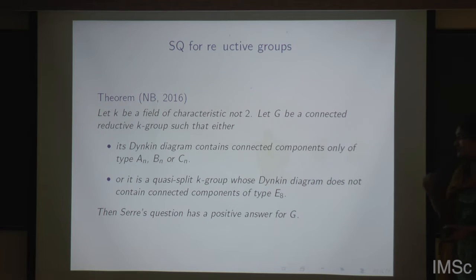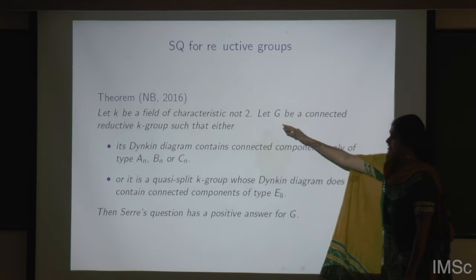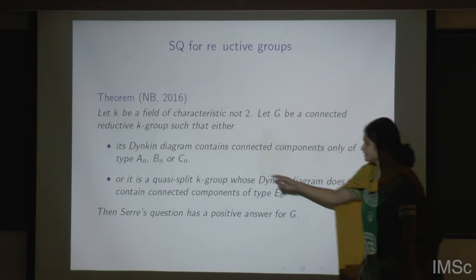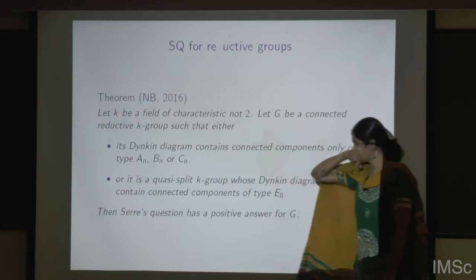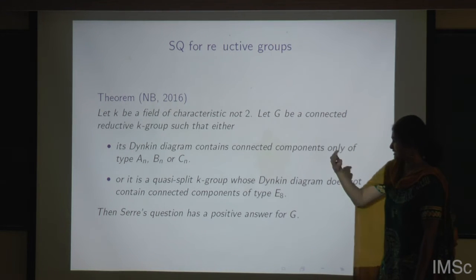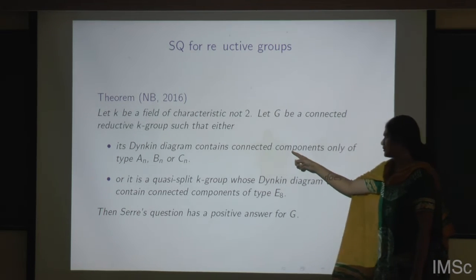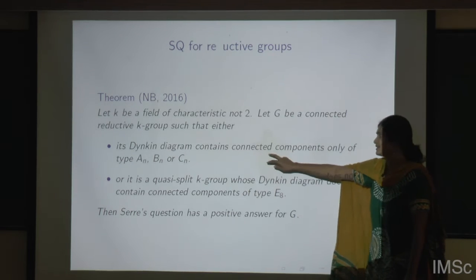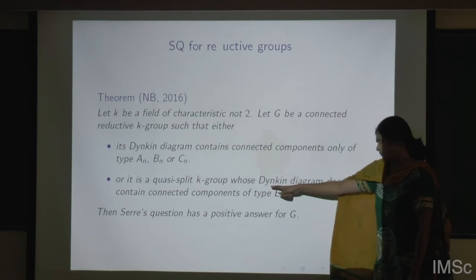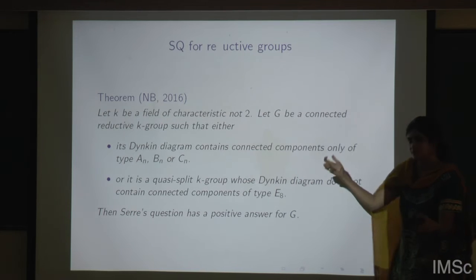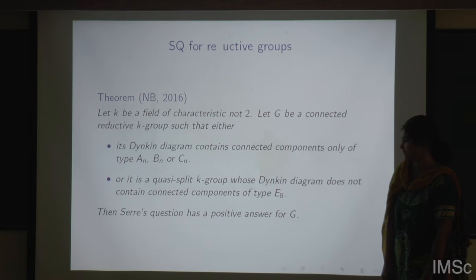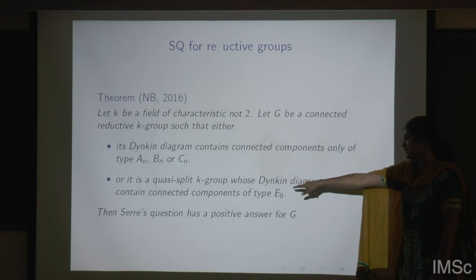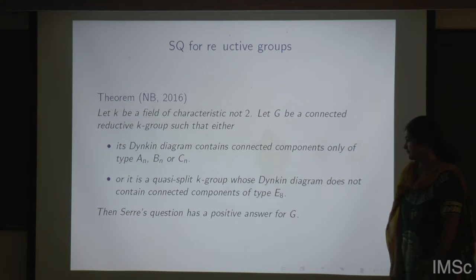So this was part of my thesis. Again, you have a field of characteristic not 2, you have a connected reductive group, and you look at the Dynkin diagram of its semi-simple part, its simply connected cover, and I want it to have components of type A, B, or C. Okay, then it has a positive answer. If you want exceptional groups also, then I want it to be quasi-split, and then the Dynkin diagram does not contain connected components of type E8. Okay.